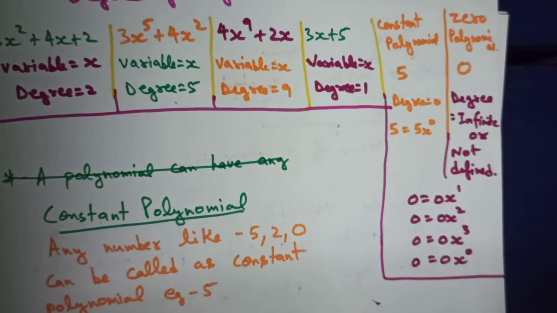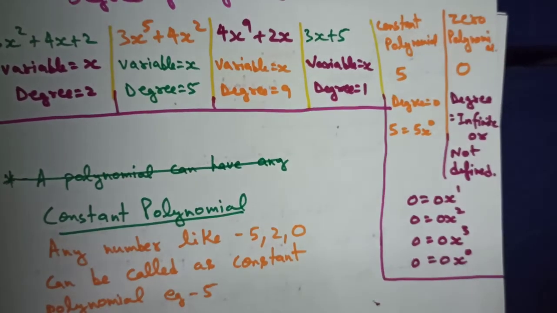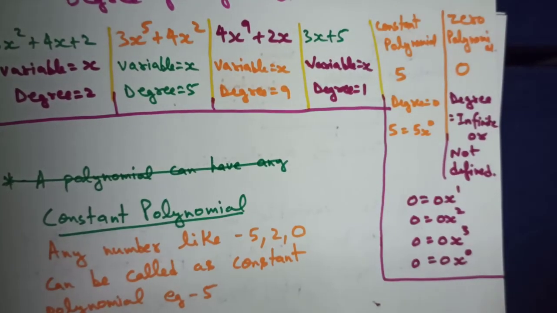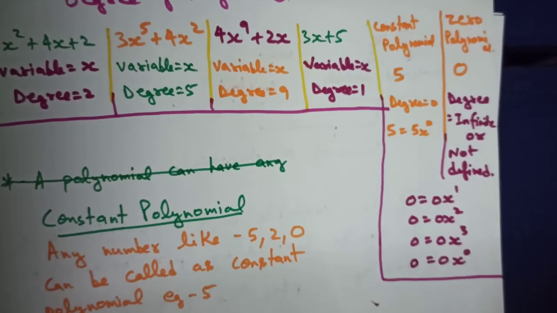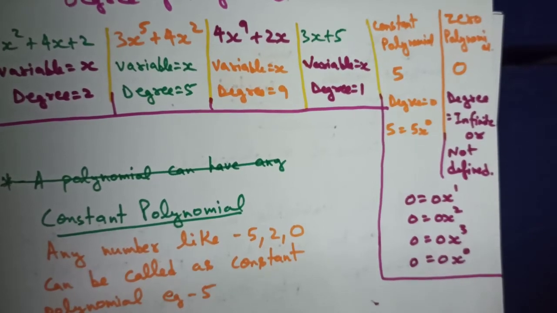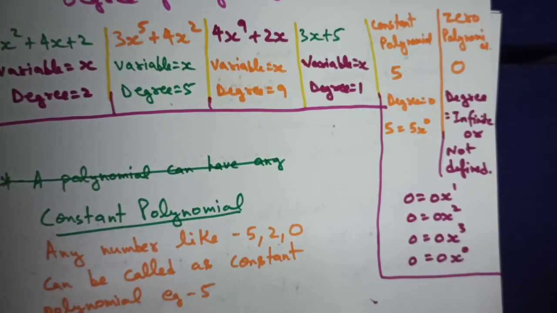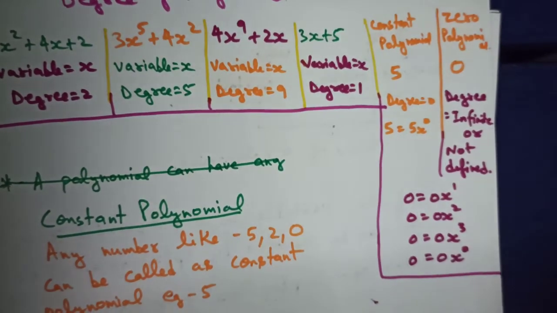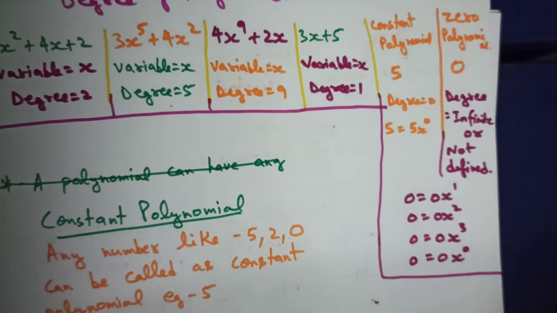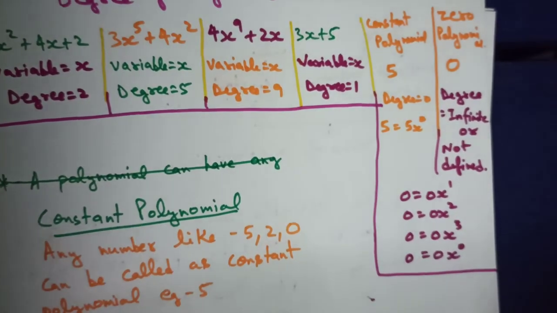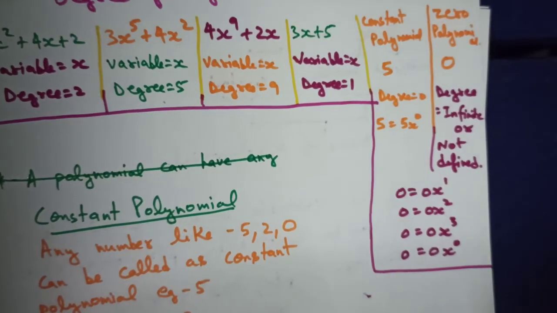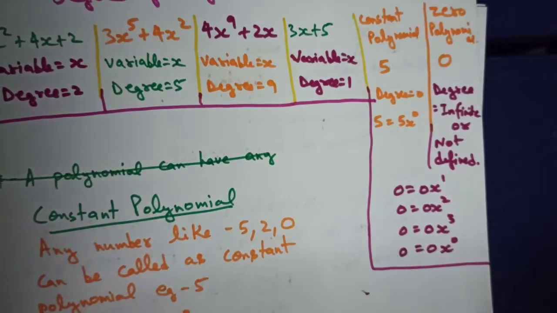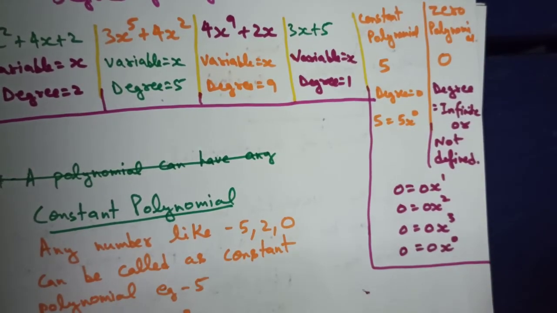Zero polynomial: if we have 0, then 0 can be written as 0x power 1, 0x power 2, 0x power 3, 0x power 0, and so on. The highest power of x can have any value, so we cannot define the highest power of the polynomial. So we say that the highest power of the variable is infinite. So the degree of the 0 polynomial is infinite.